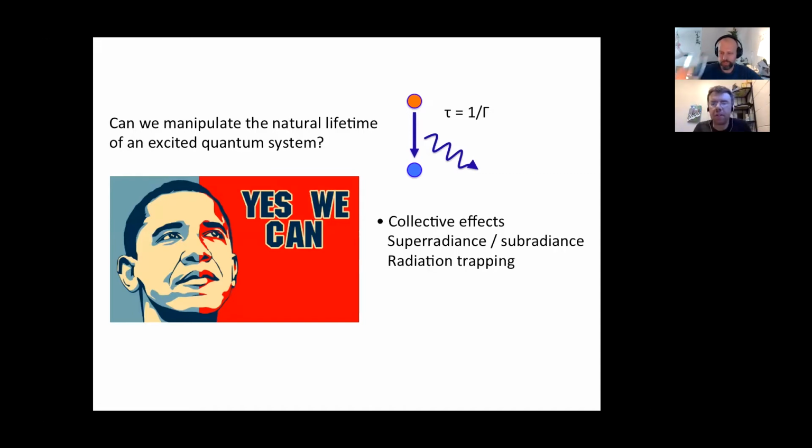Well, there are of course many examples that people have come across in the past. There are all these collective effects. We often talk about superradiance, subradiance, or radiation trapping. So obviously, if you have many emitters close to each other, they can form, let's say, constructive or destructive interference between individual emitters. This can inhibit or enhance radiation processes. So clearly there is a pathway in a multi-emitter configuration to affect the lifetime of the ensemble.